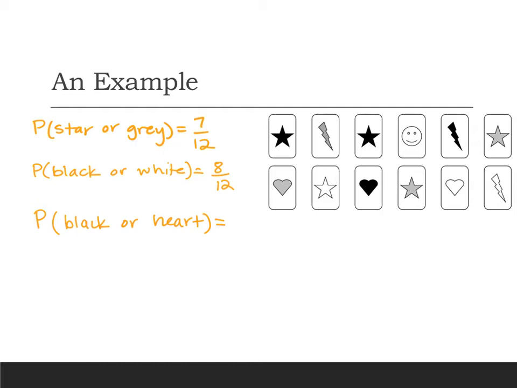So in this case, I'm going to look at the black cards. I'll mark them first. There are my black cards, and then I want to mark each of the hearts. And then again, in the end, I just don't want any to overlap. So 1, 2, 3, 4, 5, 6. So half of the cards are either black or a heart.